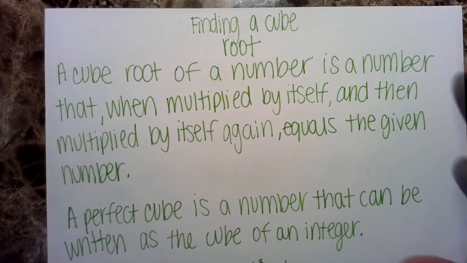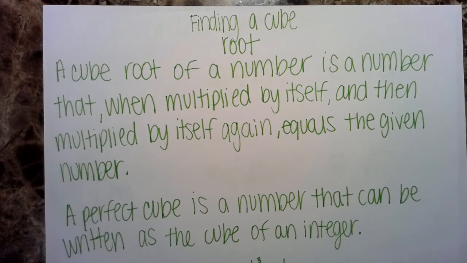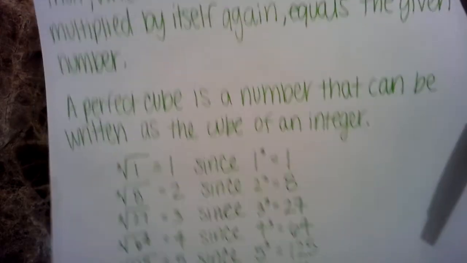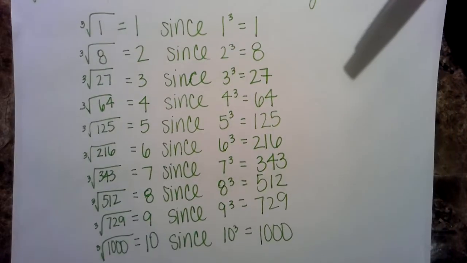So we're going to be looking at finding a cube root. A cube root of a number is a number that when multiplied by itself and then multiplied by itself again equals that given number. So it's basically the same number multiplied 3 times together. A perfect cube is a number that can be written as the cube of an integer.